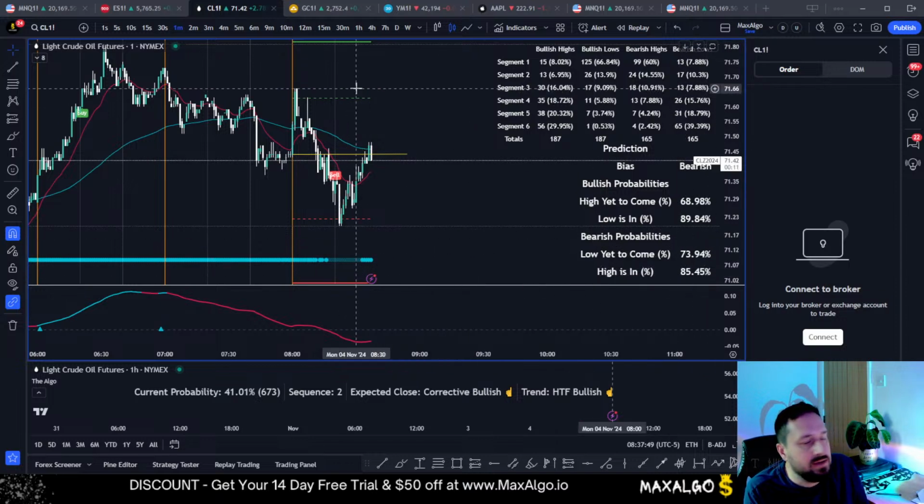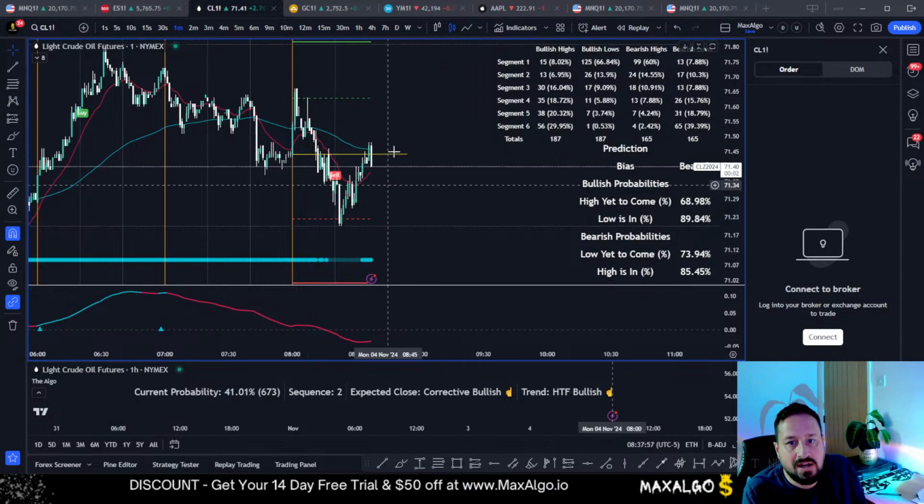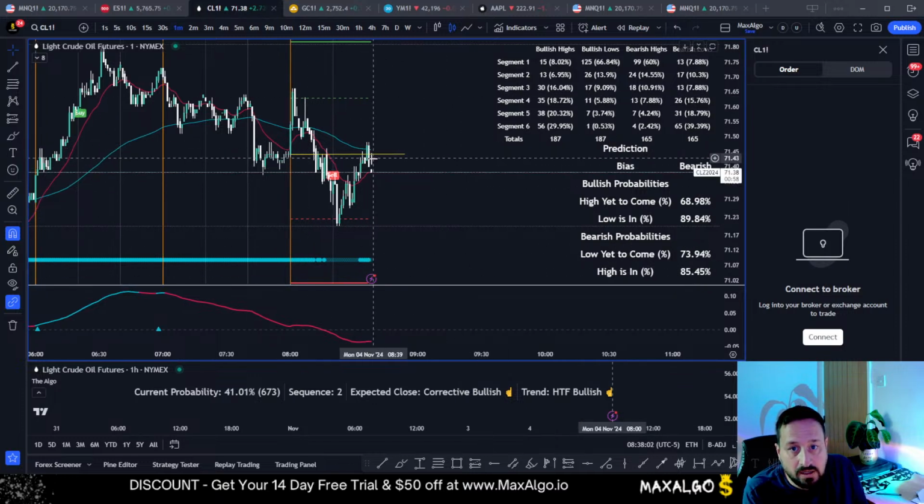This is the high for the hour, right? And there's still a 73% probability that there's still a low to come. So from a one-to-one point of view, if we were to take this trade, then we would expect to see that one-to-one play out, right?